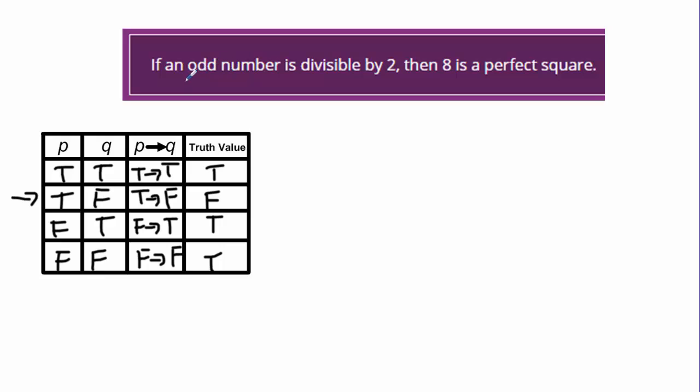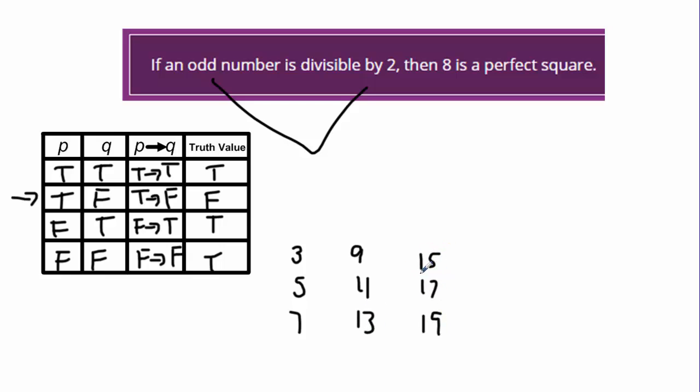And now we have to see here, if an odd number is divisible by 2, then 8 is a perfect square. So if I look at this hypothesis, if an odd number is divisible by 2, to be divisible means you can rewrite that number as the product of 2 and some other number. So for instance, think of any of the odd numbers like 3, 5, 7, 9, 11, 13, 15, 17, 19. So these are all odd numbers.